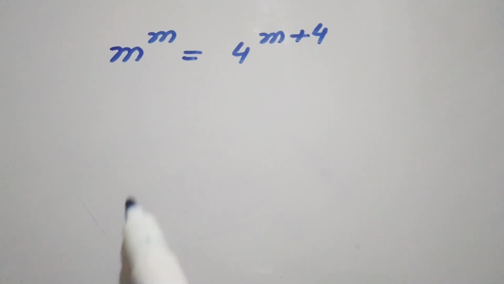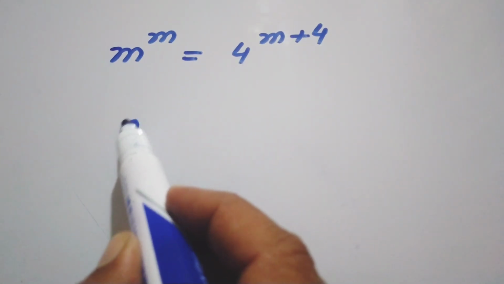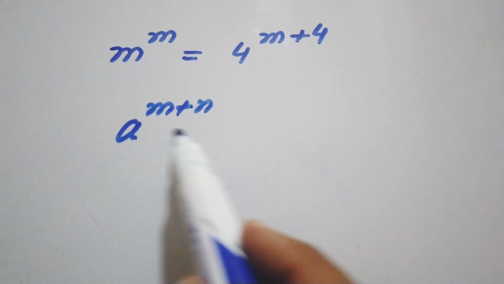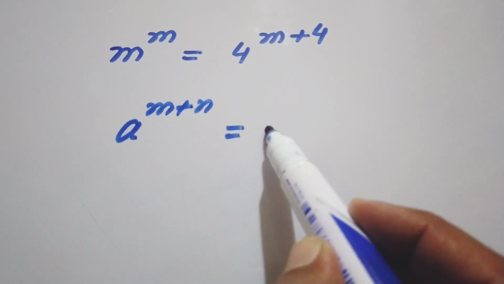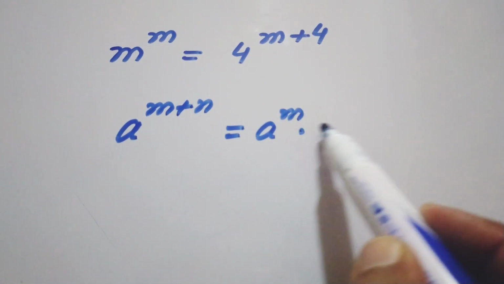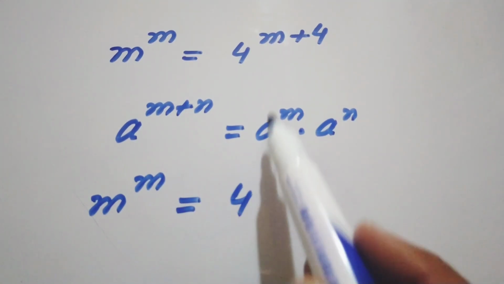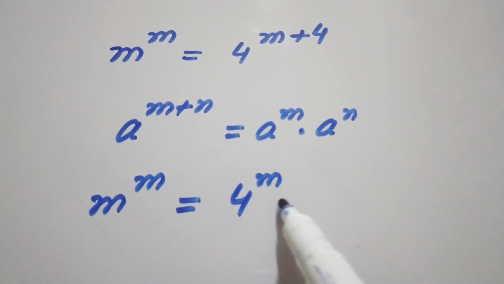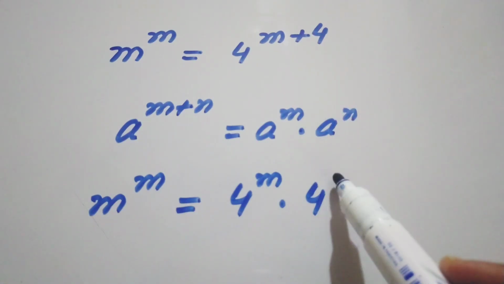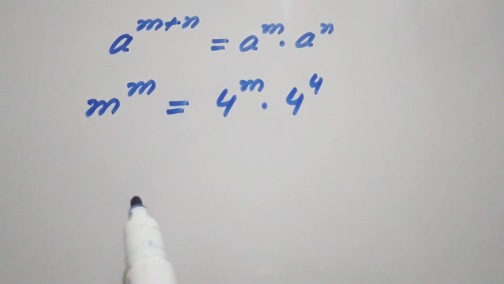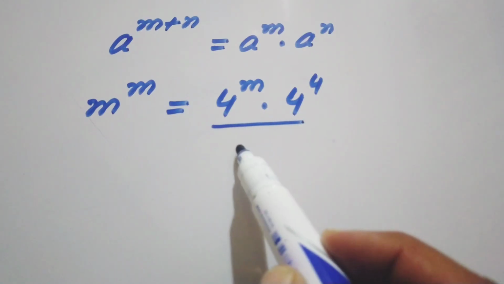Now using another algebraic identity, if we have a power m plus n, then we can write this as a power m multiplied by a power n. So using this property here, m power m is equal to 4 power m multiplied by 4 power 4. Now dividing both sides by 4 power m.